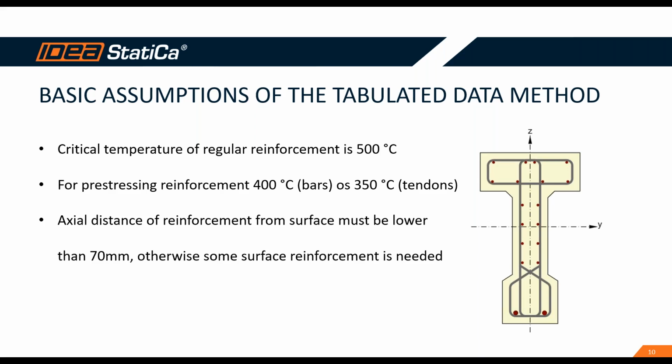The axial distance of reinforcement from the surface of the cross-section must be lower than 70 millimeters. Otherwise, some of the surface parts of the concrete can fall apart during a fire. So if you cannot make sure that this distance from the outermost layer of the reinforcement is lower than 70 millimeters, if you have to consider a higher value of concrete cover, then you have to make sure that there is some surface reinforcement in addition to the bearing reinforcement.